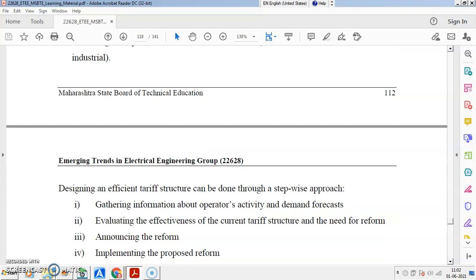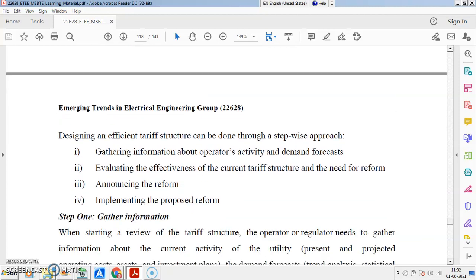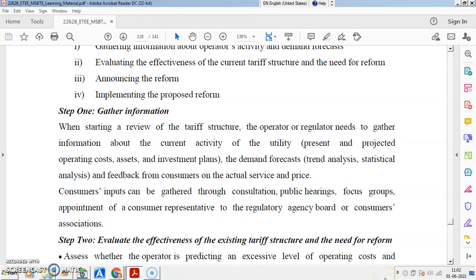So design of tariff itself can be done through various steps. Stepwise we have some basic steps: gathering the information about the operator, activity, demand and forecast, evaluating the effectiveness of the current tariff, and then the need of the reformation of the tariff, then announce the reformation of the tariff and implementation of the reformation of tariff. These are especially 4 steps. So step number 1, that is gathering information.